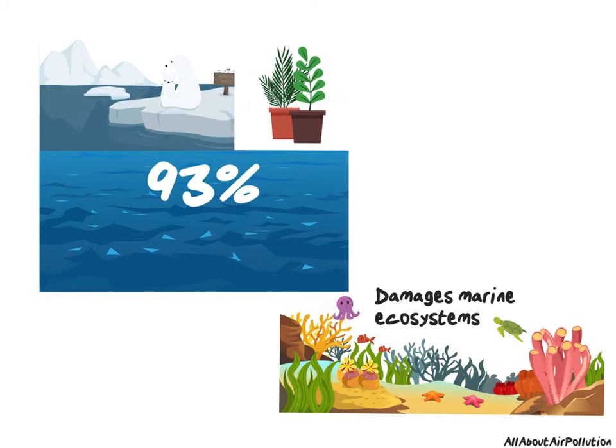93% of all carbon dioxide is stored in oceans, plants, and ice caps. This means that when CO2 levels rise, then the ocean absorbs more CO2, increasing the acidity of the ocean. This puts stress on marine life, and this, along with the stress caused by rising temperatures, can bleach, kill, or damage coral reefs and reef ecosystems.